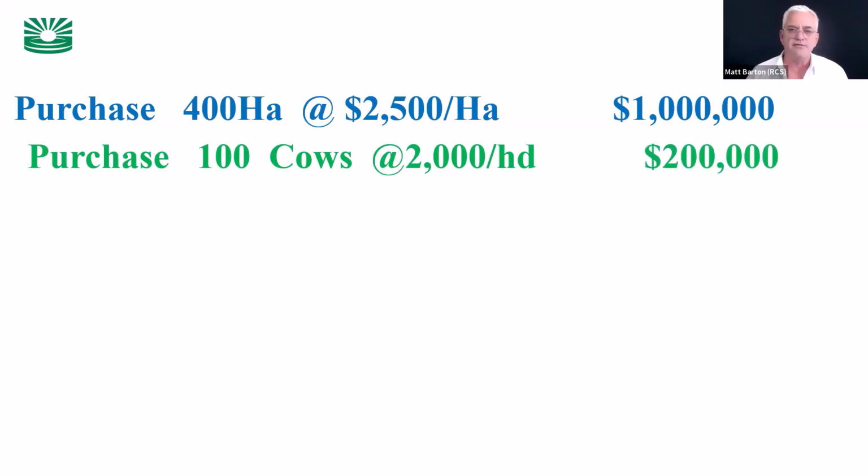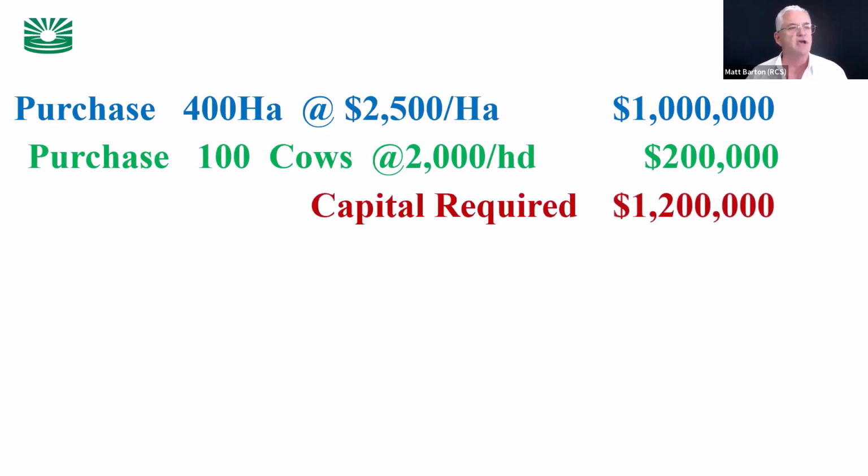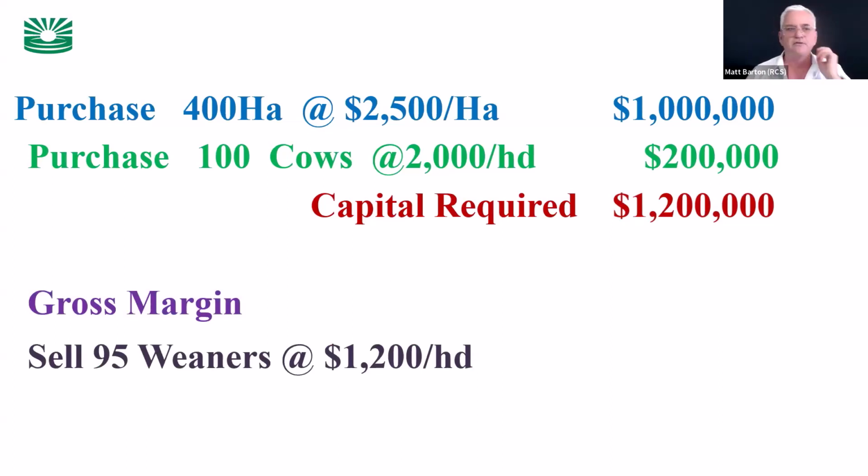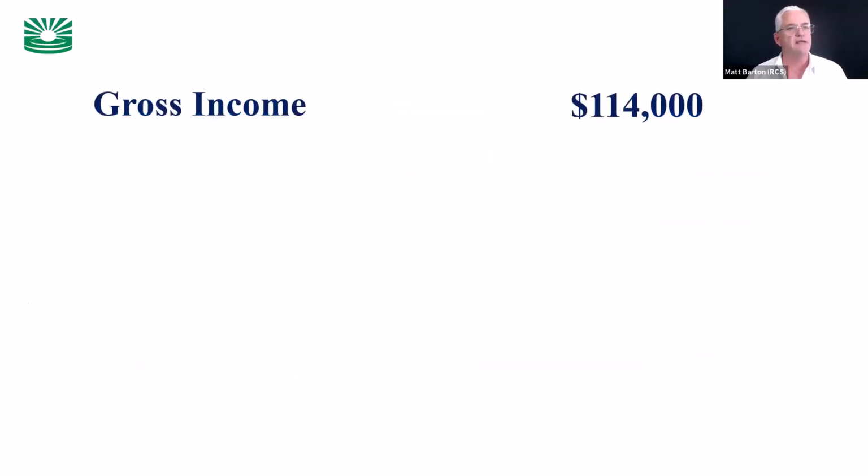It's going to cost us $200,000 to stock it. Don't get hung up on the numbers; this is just to give you an idea. So the total capital required is $1.2 million to go into this business. For the gross margin, we sell 95 weaners at $1,200 a head, so our total income for this property will be $114,000. Let's check the gross margin. We've got a gross margin or gross product of $114,000.